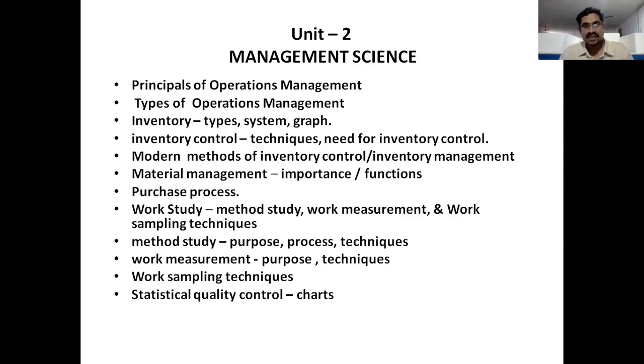After completion of these things, the raw materials are converted into finished goods, and finally, these finished goods should be sent to the godown. Finished goods godown, right? So all these functions come under the production department. It is also known as operations management.